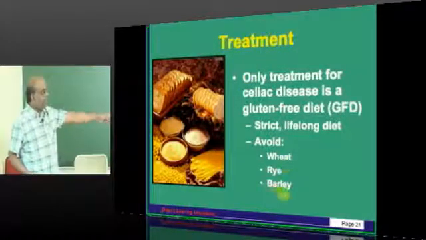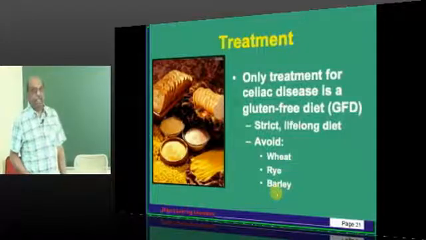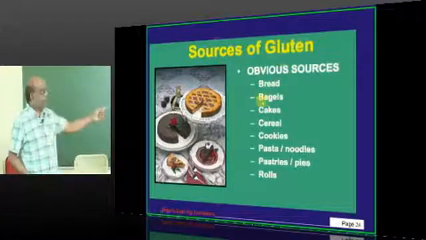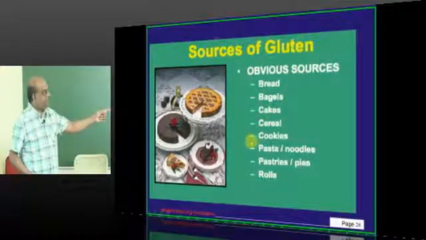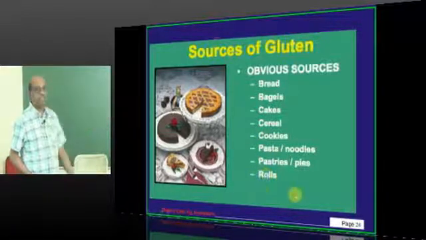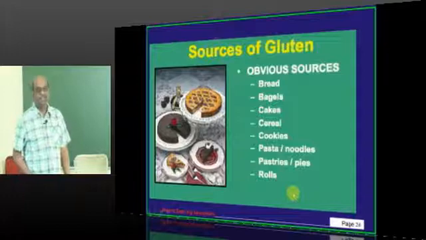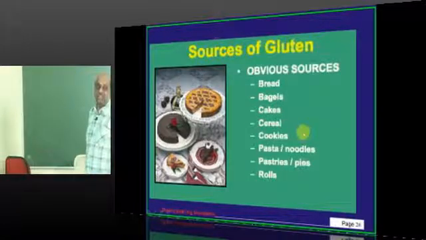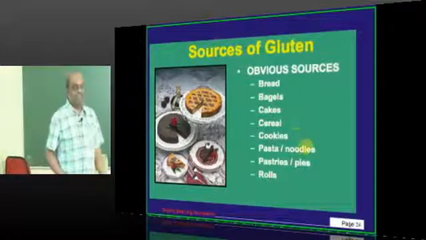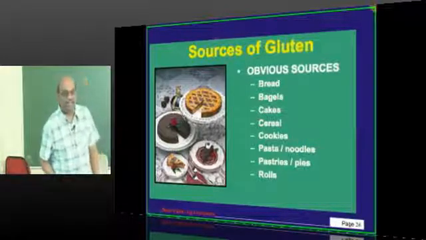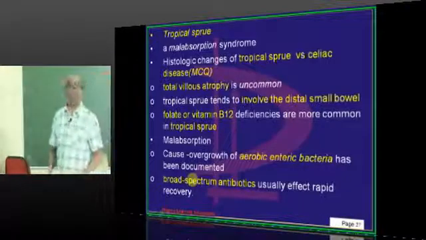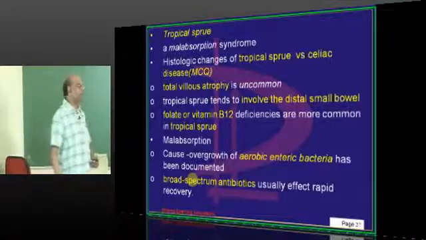Avoid wheat, rye and barley, and the patient should know what foods can possibly contain gluten. Breads, cakes, cereals, cookies, pastas, noodles, pastries, rolls. Of course, if you are an Italian guy, or probably if your fiancé is Italian, then a very difficult situation it would be. So next comes the tropical sprue, one of the important areas for the examiner.